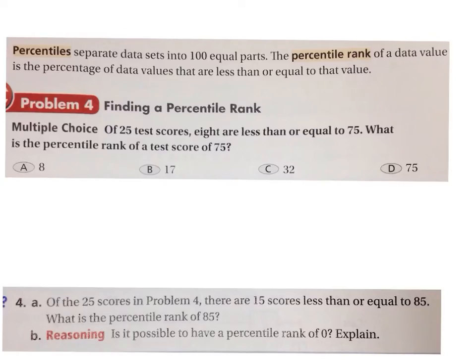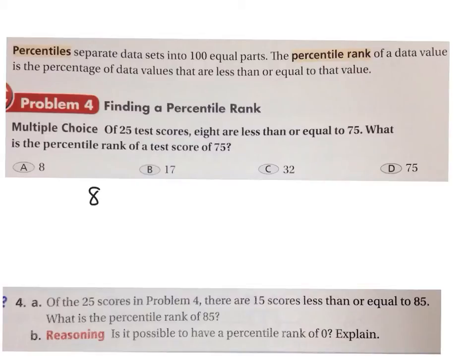And then we move on to something called percentiles, which I hear a lot dealing with testing data. I don't know if we say it to you a lot, but we'll say that so-and-so is in the 95th percentile, which means they did better than 95% of the kids that took the test. So for this test, we've got 25 test scores, and 8 are less than or equal to 75. What is the percentile rank of a 75? So let's say you made a 75 on the test. What is your percentile rank?